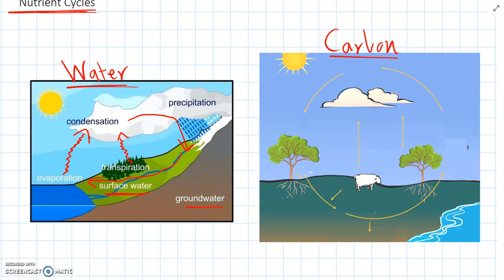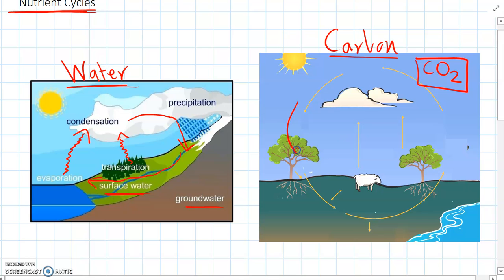With the carbon cycle, the main place where carbon is found is as carbon dioxide, or CO2. And a lot of carbon dioxide is up in the atmosphere. So CO2 is brought into the ecosystem by photosynthesis.